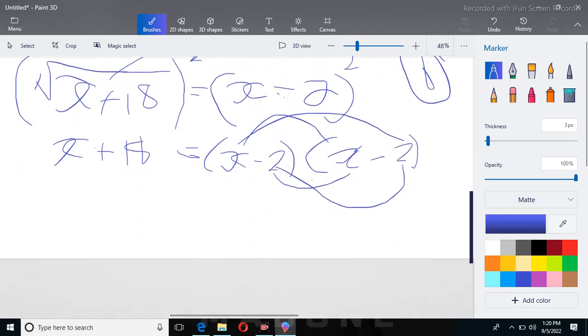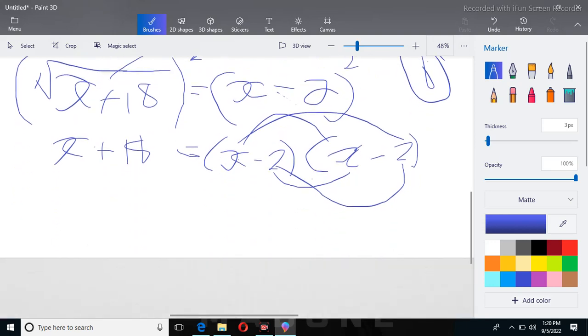Now your answer is going to be a quadratic one. You're going to have a quadratic answer. And what happens when you have a quadratic answer? You equate everything to 0. And then you solve for x. Are we clear? Remember, this is an equation.